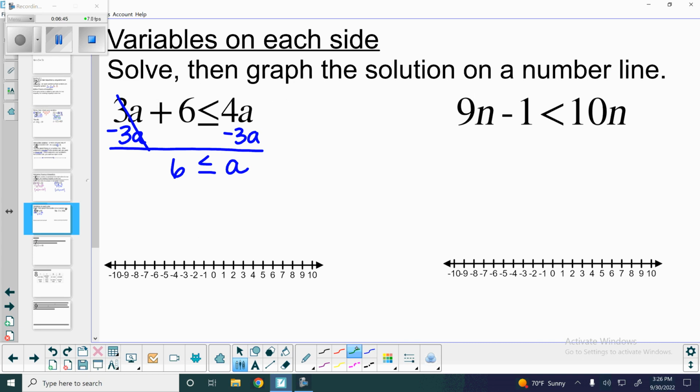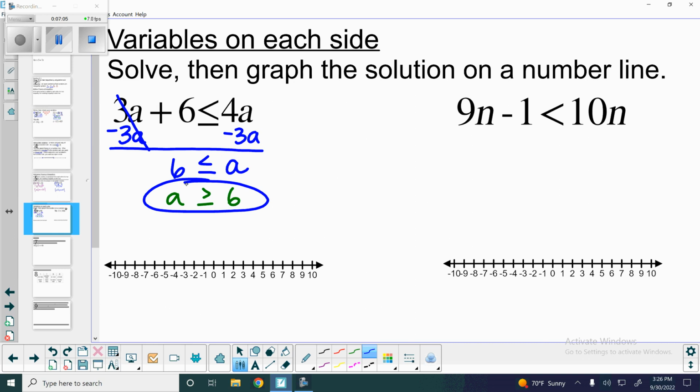Now, if you wanted to do that reversal, you can. Okay, this is saying that 6 is less than or equal to anything a could be, or a is greater than or equal to 6. These two things are the same thing. Okay, sometimes it's a little easier to graph if you have the variable on the left side. So we're going to look at what our number is, in this case 6.